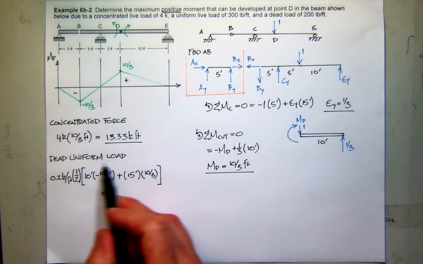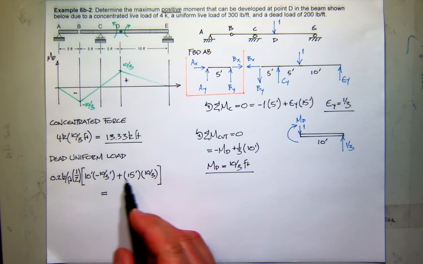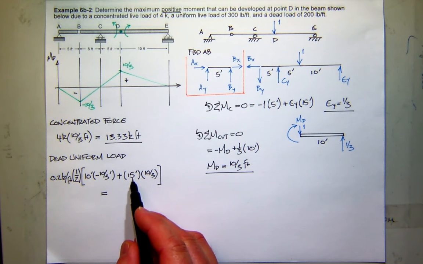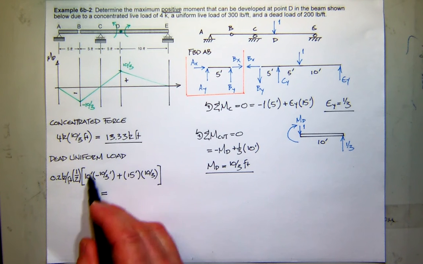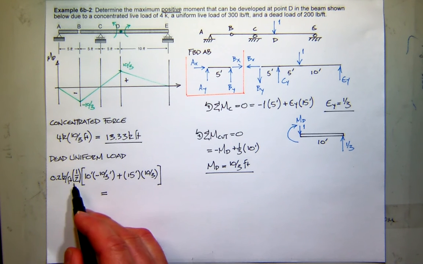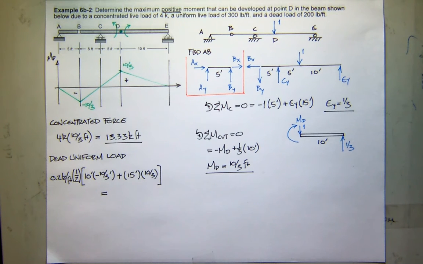I'm just looking at this piece here. I've got 10 of those negative, and I got 15 of those positive, so that means I should have 5 times that positive. So that should be 50/3. 50 divided by 3 divided by 2 times 0.2. That's 10.